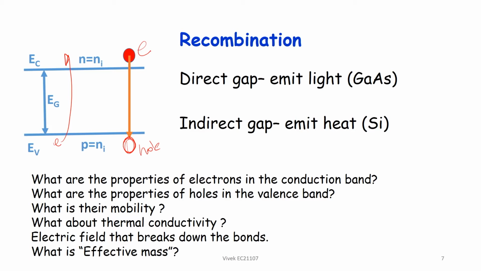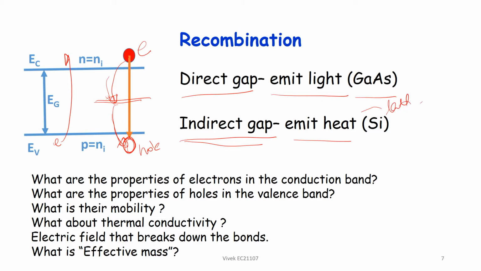Now there are two types of semiconductor. One is direct gap, the other is indirect gap. In direct gap, an electron can directly jump from the conduction band to the valence band. In indirect gap, what the electron usually does is come to a certain energy level and then again come to the valence band. So that is indirect. Now direct gap semiconductors usually have the possibility of emitting light, for example gallium arsenide or many 3-5 semiconductors. In indirect gap, the electron makes a transition via a certain energy level, so usually they emit heat. Now heat is basically lattice vibration.